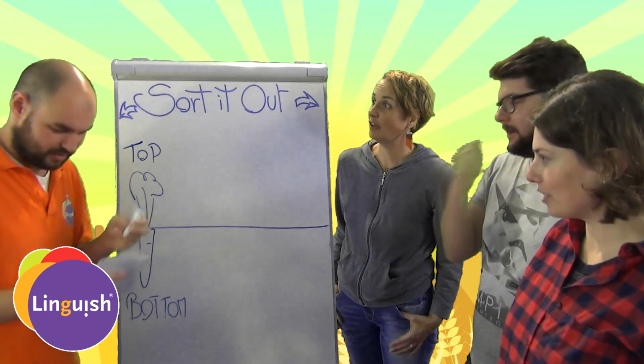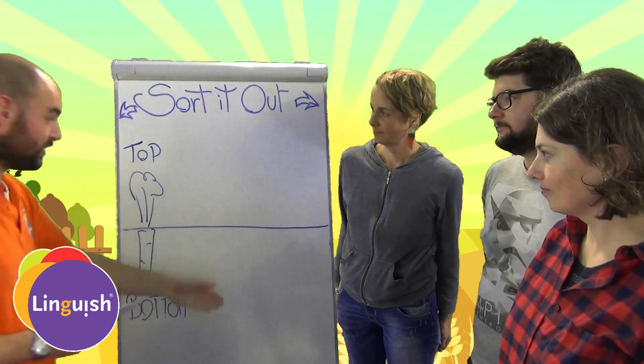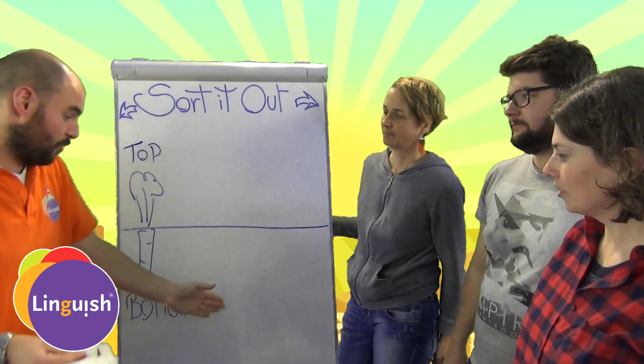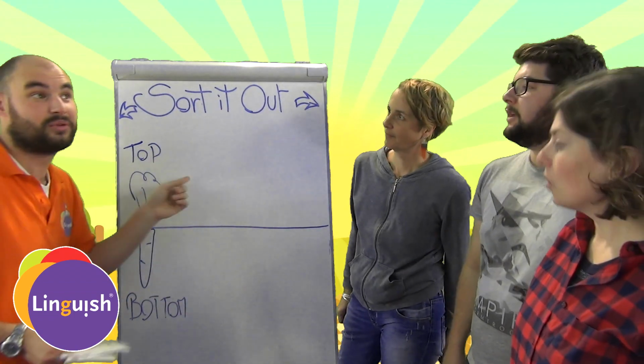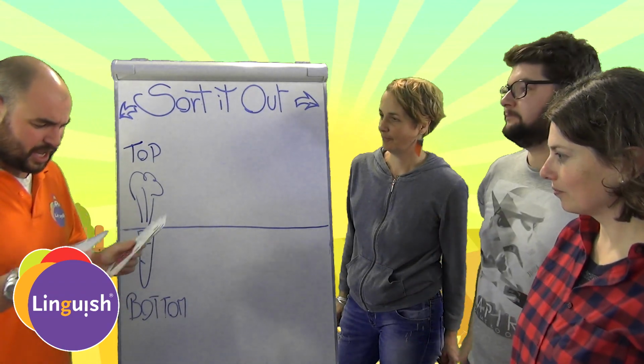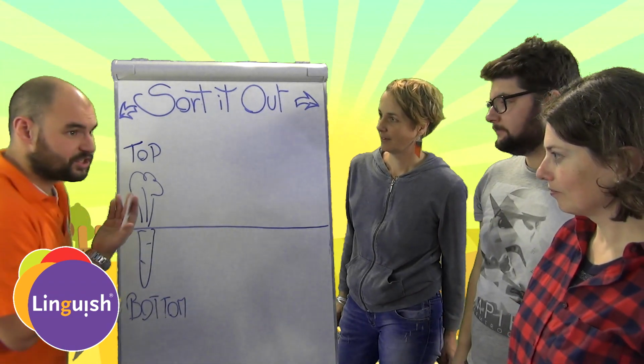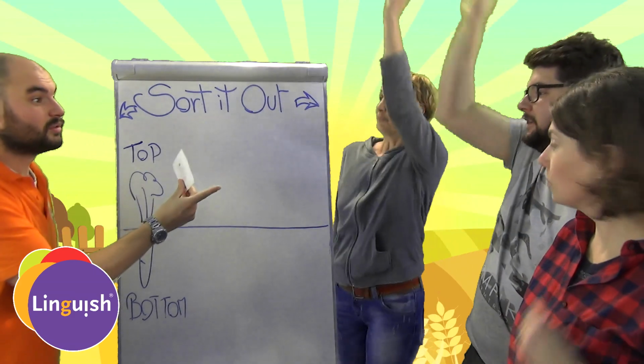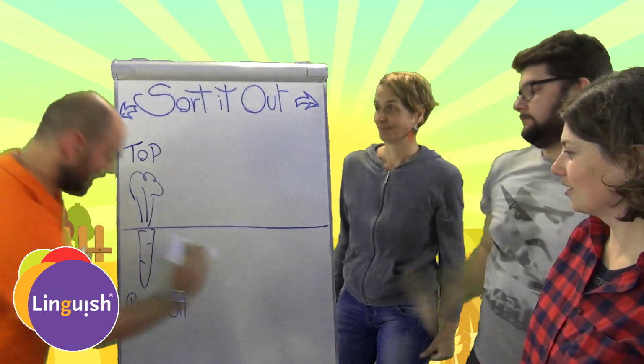Okay, so let's sort it out. We eat the top or we eat the bottom, okay? We eat the top. We eat the bottom. In a radish, what do you eat? We eat the bottom. Yes.